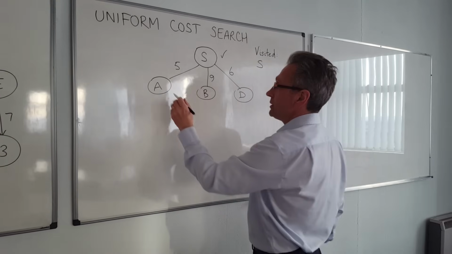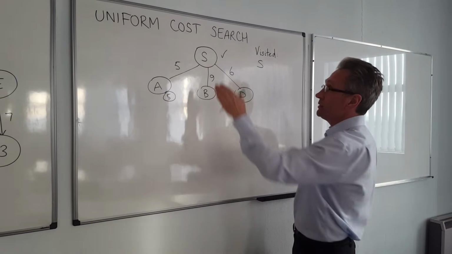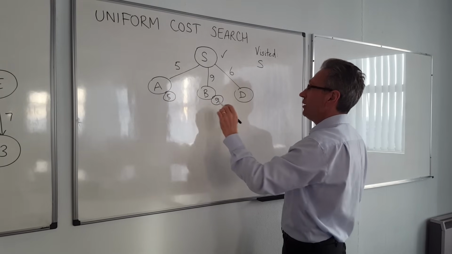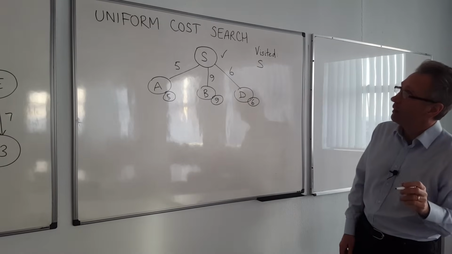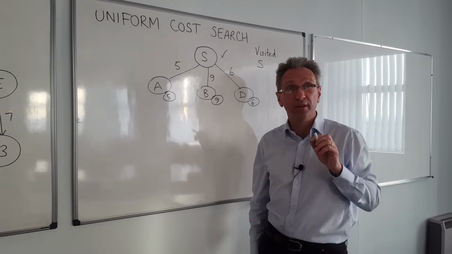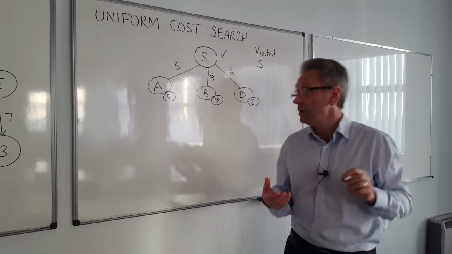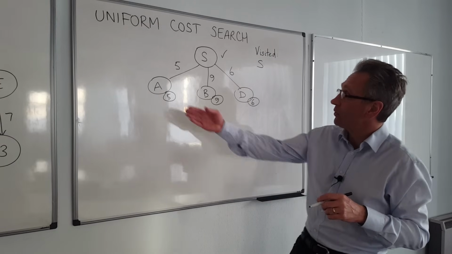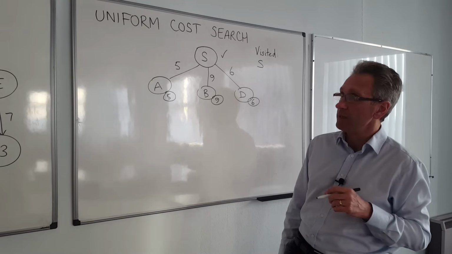We now calculate the total cost of the three new paths that we've created. So the total cost of this path is 5, total cost of this path is 9, and the total cost of this path is 6. Another name for uniform cost search is cheapest first search. So the way that we do it is we select the path to expand next, which is the cheapest and which is still available for expansion. Well, we've got three paths, and the cheapest one is A, so that's the one we're going to visit next.